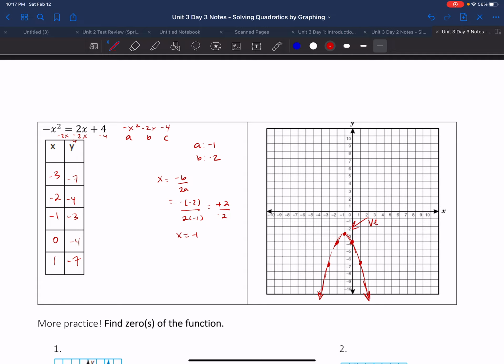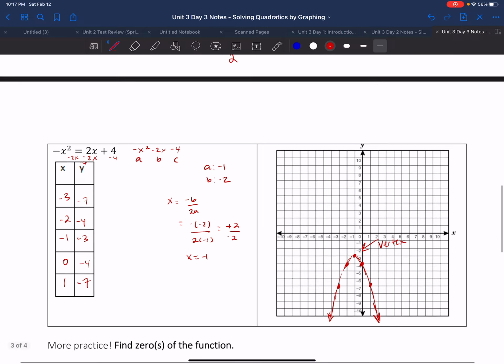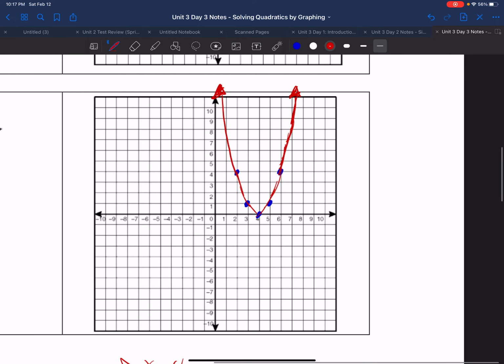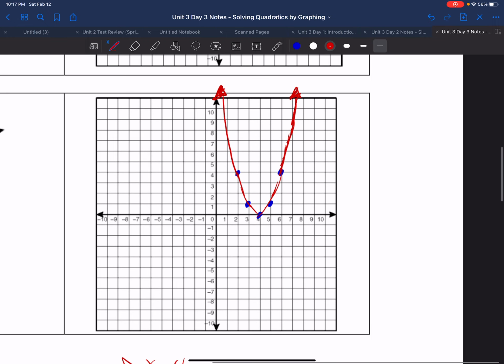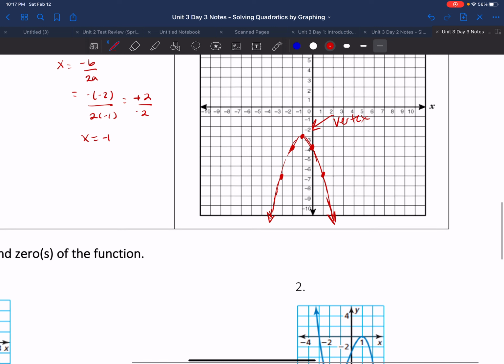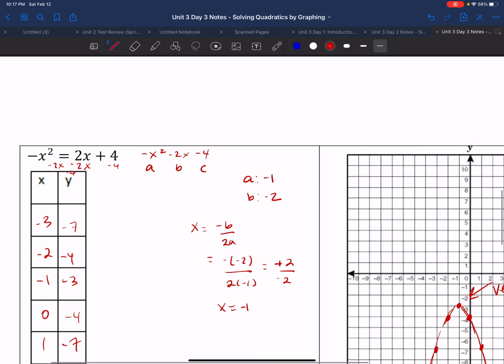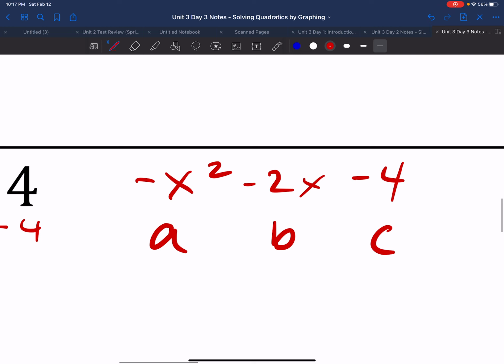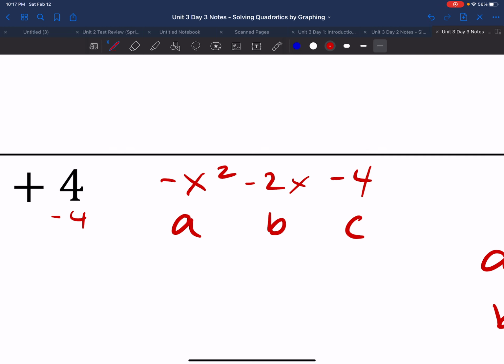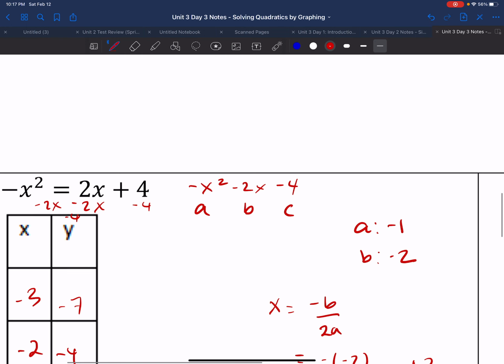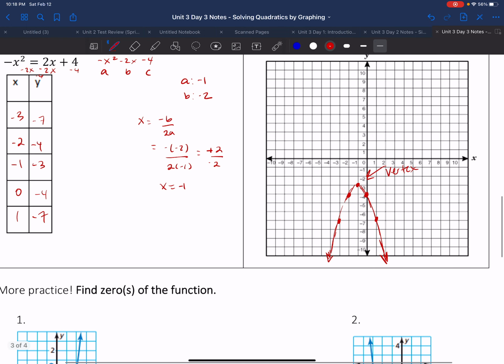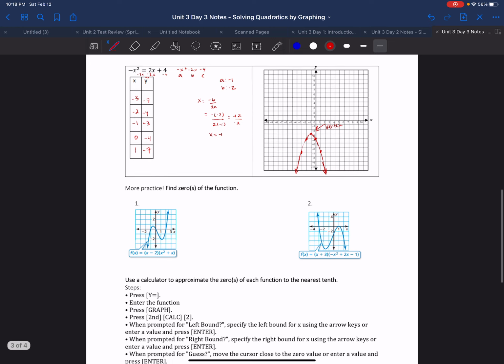Again, this is our vertex. That's the highest point, right? And in this case, this is the lowest point. The vertex is our lowest point because it's facing up. And since it's facing down, the vertex is our highest point. And how do we know that this is facing down? Well, it's because the leading coefficient of this expression is a negative, therefore it's facing down. So there you have it.